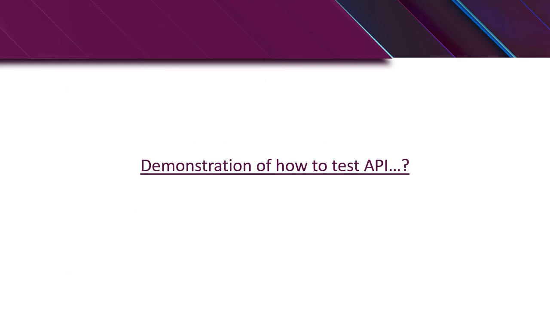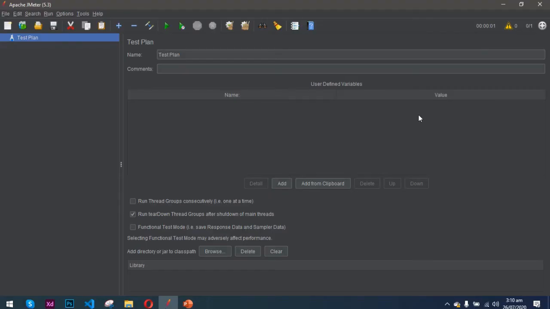Now at last, I would demonstrate how an API is tested using a JMeter tool. So this is how JMeter looks like. Here is the test plan name. I would be testing a weather API, so it's weather API testing.